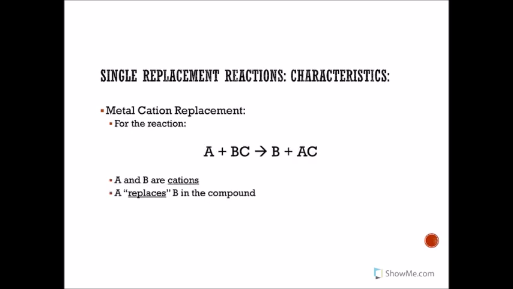Metal-cation replacement for this reaction, A plus BC yields B plus AC. If A and B are cations, A replaces B in the compound. So say A is sodium, that's a cation. We know it would have to replace B, which maybe is potassium chloride. A would have to replace B.